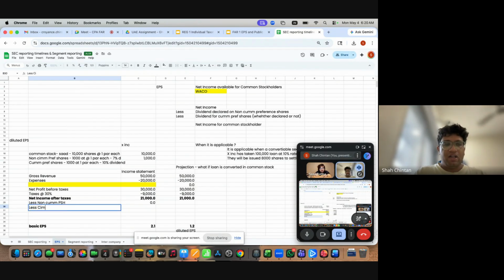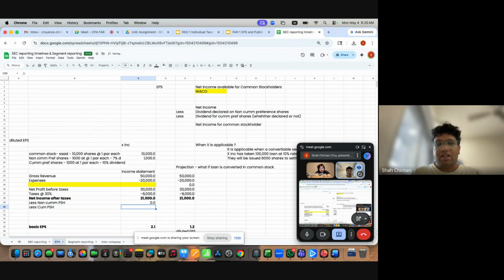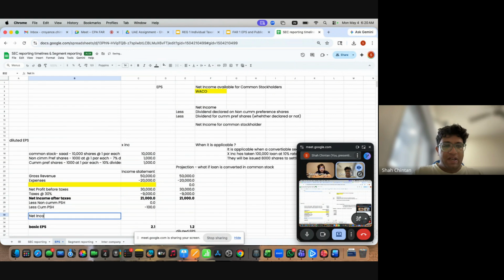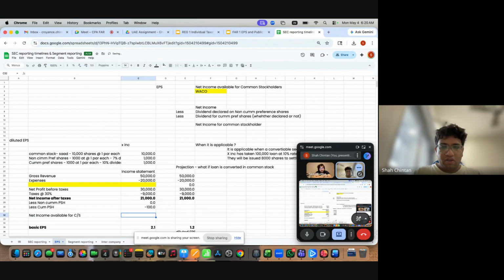Less, let's say, a cumulative preference share. Company declares or doesn't declare, doesn't matter. So you have $1,000 of cumulative preference share. At 10%, you subtract $100 of dividend. So what is your net income which is available for common stockholders? So net income which is available for common stockholder is 20,900. What are your common number of shares outstanding? It is 10,000. So your basic EPS is 2.1.